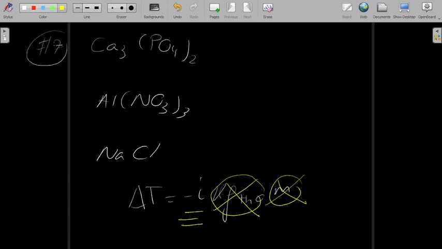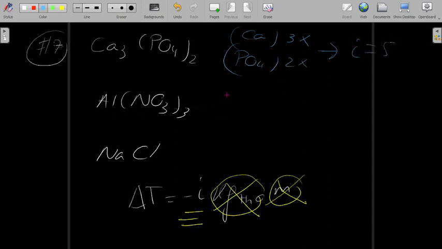We need to find out which one will lower the temperature the most. So which one will have the highest i, the number of ions it breaks into, because the larger this number, the lower the temperature is going to be. So let's break down these ionic compounds into the ionic components. What do we have here? We have calcium. How many? 3. So this one is 3. How many of these PO4? It says 2. So add them up. This is an i of 5.